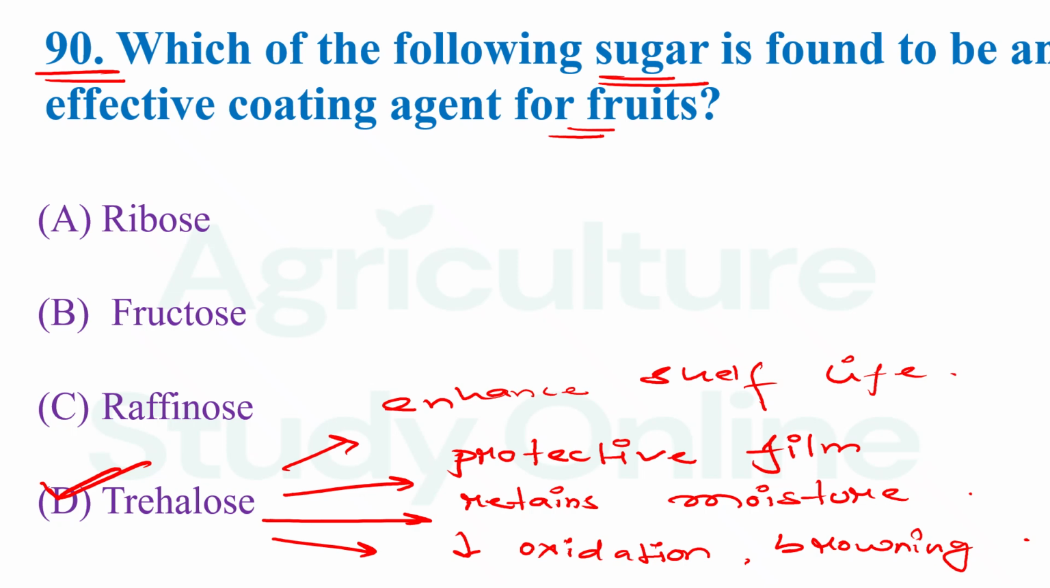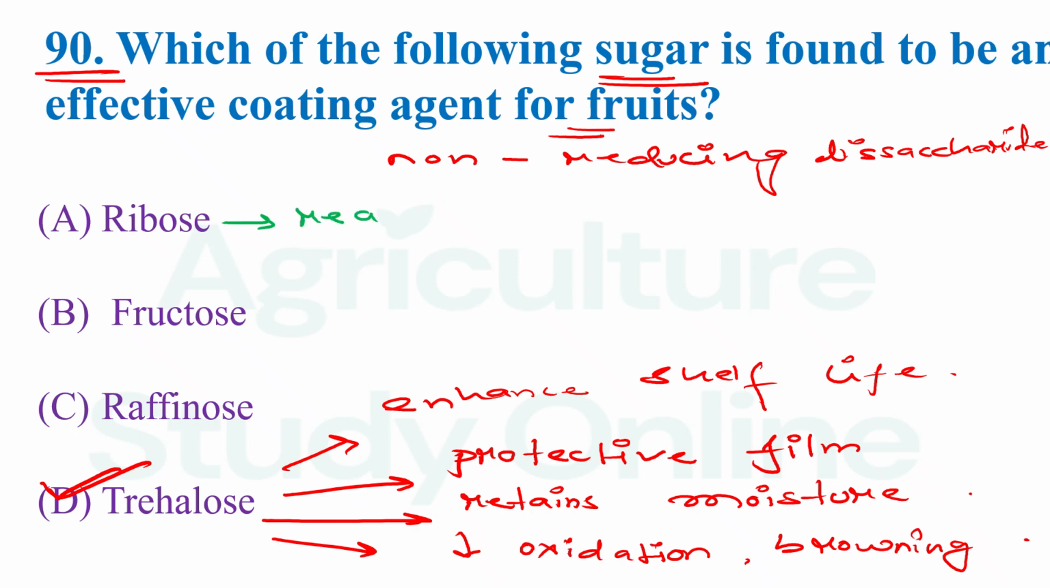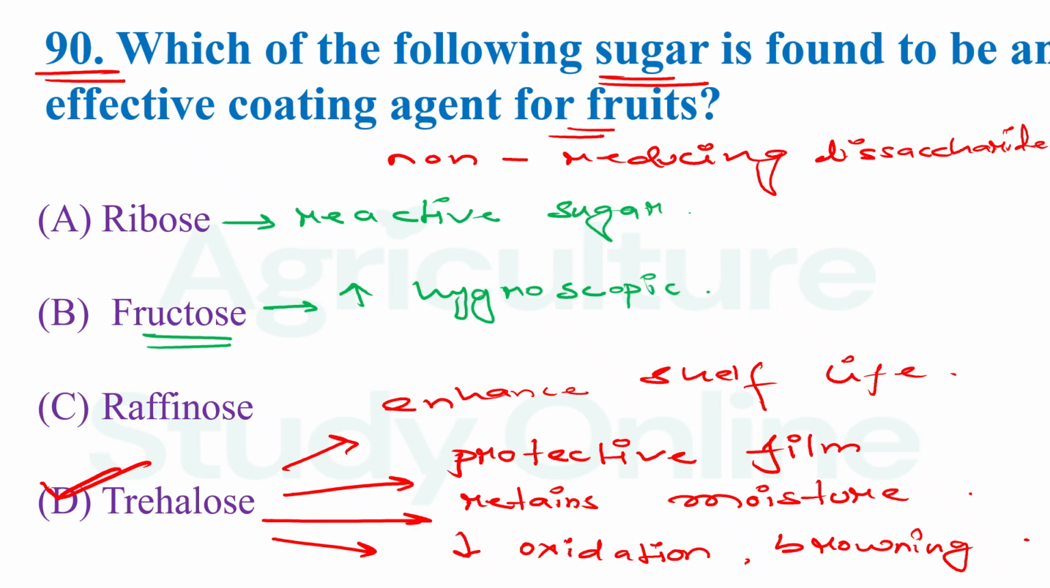So trehalose is widely used, and it is a non-reducing disaccharide. So it has excellent stabilizing and protective properties. It protects the cell membranes and proteins, whereas ribose is a reactive sugar. Fructose, we know, is highly hygroscopic. And raffinose is not commonly used for coating. So the correct option will be D, that is trehalose.